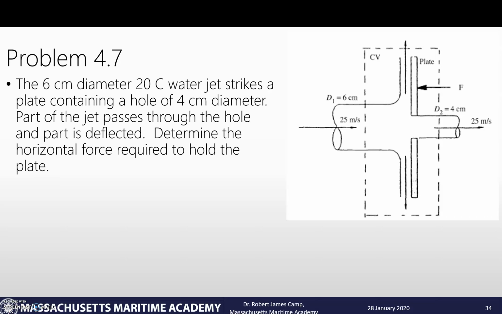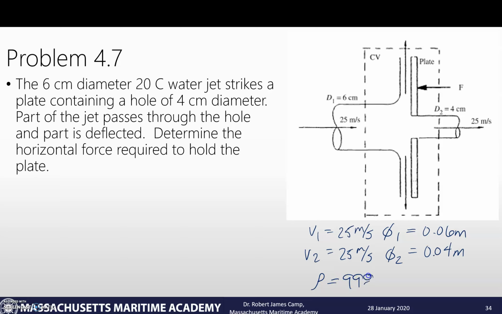So as we take a look at this, we've got our control volume drawn. We have a lot of the information there already for us. The velocity at 1 is 25 meters a second. Diameter at 1 is 6 centimeters, or 0.06 meters. Velocity at 2 is also 25 meters per second. And the diameter at 2 is 4 centimeters. Let's convert that to meters, 0.04 meters. And so I have water at 20 degrees C, and that's going to be 998 kilograms per cubic meter.